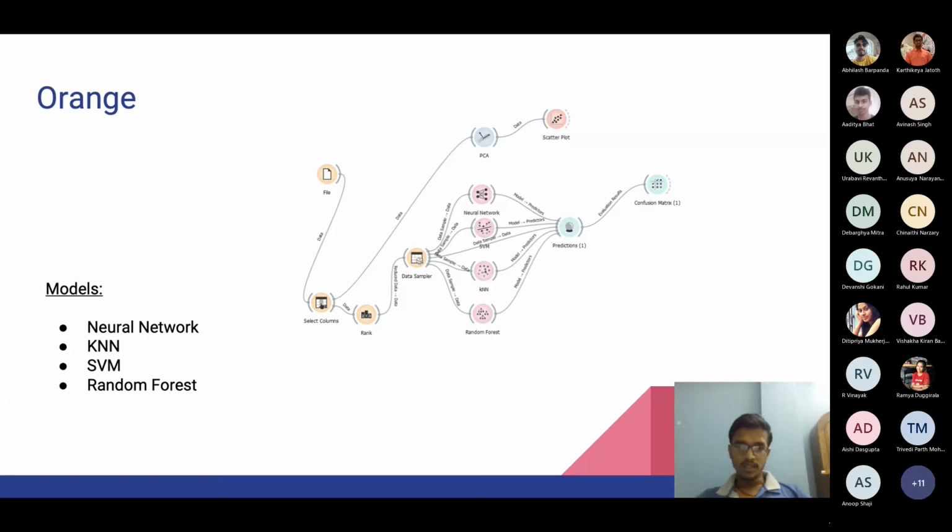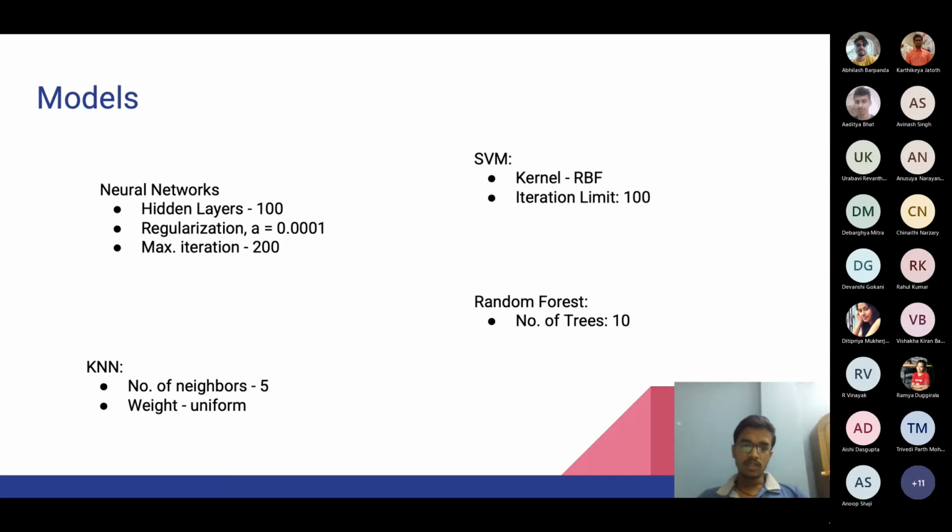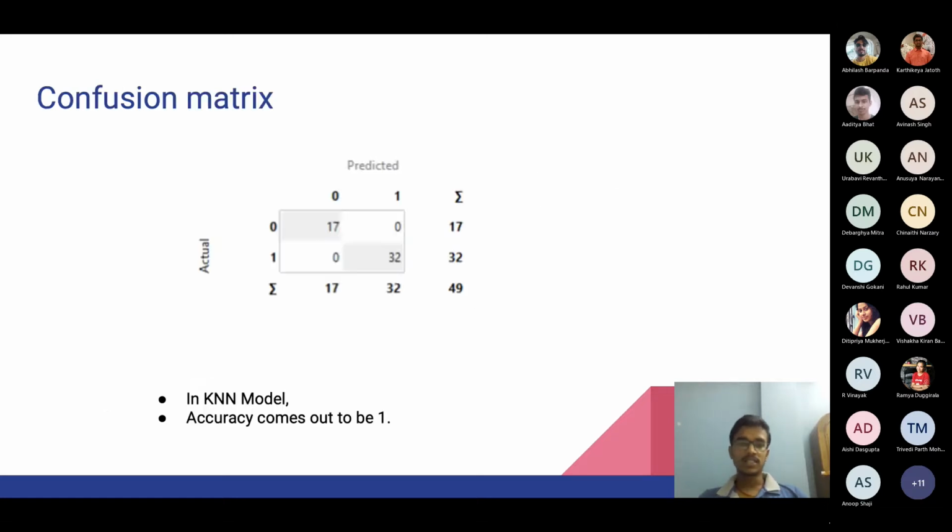In Orange, the analysis was done using 4 different models: neural network, SVM, KNN, and random forest. This was the network used to do the analysis in Orange. For the neural network, the hidden layers were 100, the regularization alpha value was 0.001, and the maximum iteration was 200. For SVM, the kernel was RBF and the iteration limit was 100. For KNN, the number of neighbors was 5 and the weight was uniform. For random forest, the number of trees was 10.